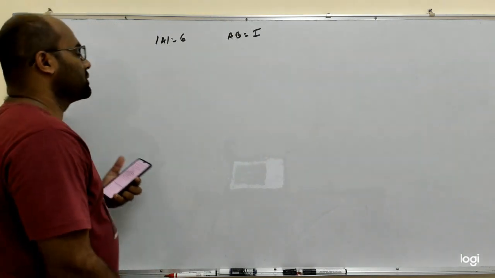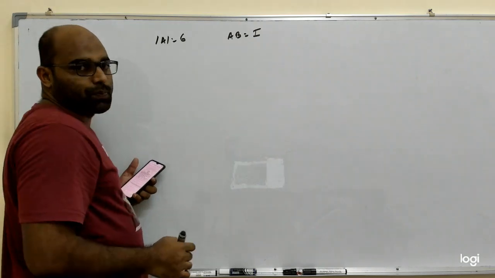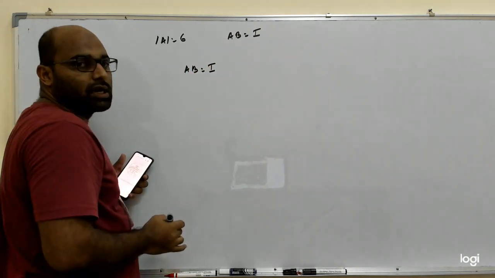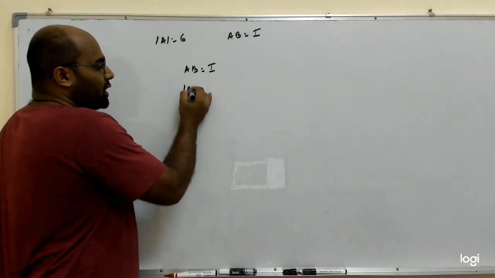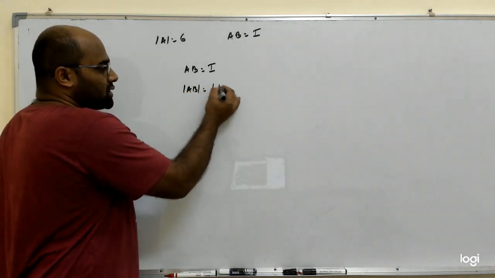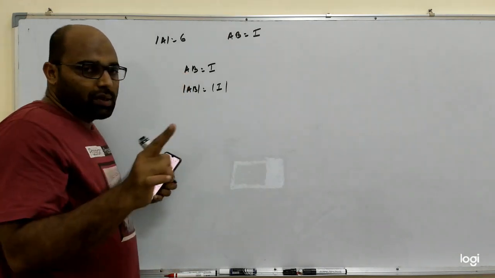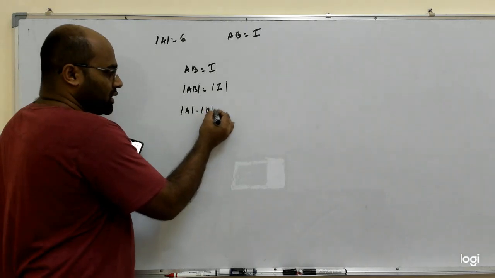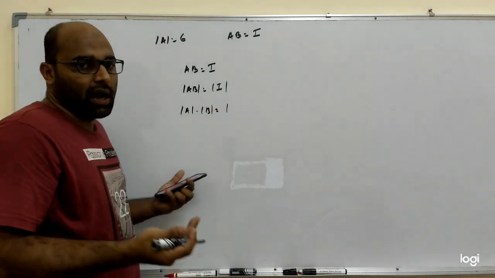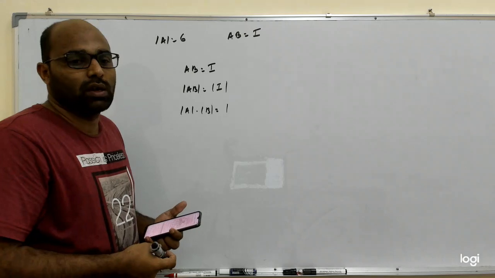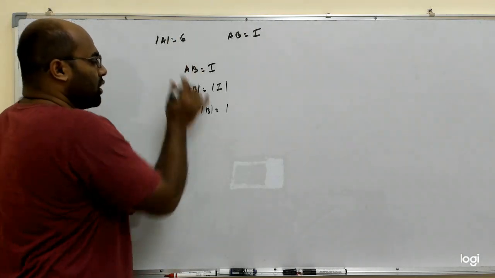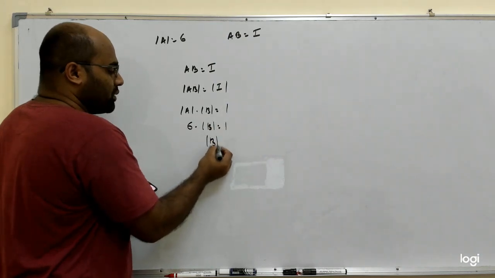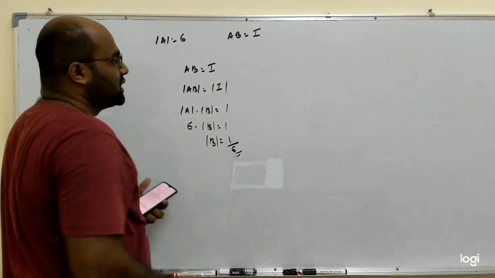Okay, we'll start. Given that AB equals I, take determinant on both sides. Determinant of AB equals determinant of I. Just now I told you we can separate it: determinant A into determinant B. What is determinant of I? The identity matrix always has determinant 1. You know determinant A is 6, so 6 into determinant B equals 1. What is determinant B? 1 by 6. See, easily we got it.